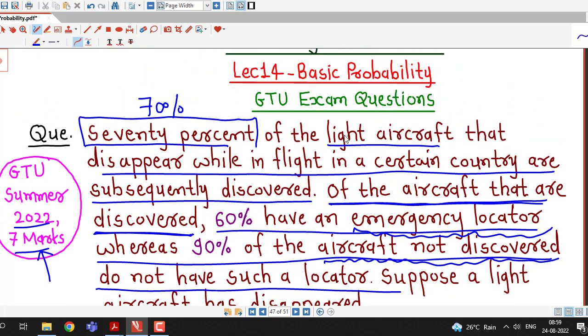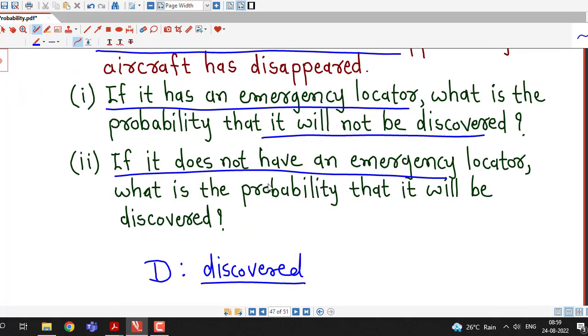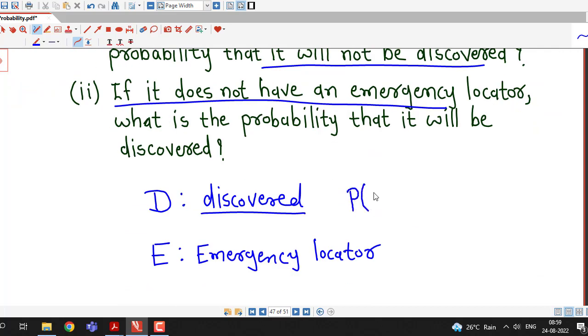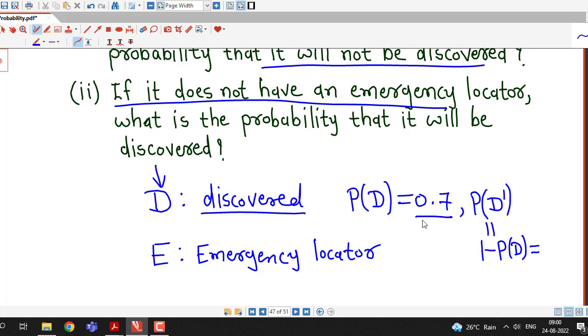Now what is given? 70% of the light aircraft are discovered. That is, the probability that the aircraft is being discovered is 70%, that is 0.7. And suppose we are interested in the probability that the aircraft is not discovered, then that event will be the complementary event of this D, and the probability of D dash is 1 minus the probability of D. The probability of D is 0.7, so this is 0.3. Probability of aircraft being discovered is 0.7. Probability of aircraft not being discovered is 0.3.